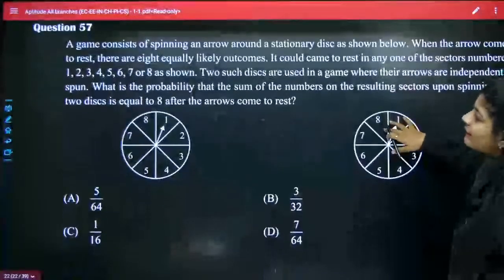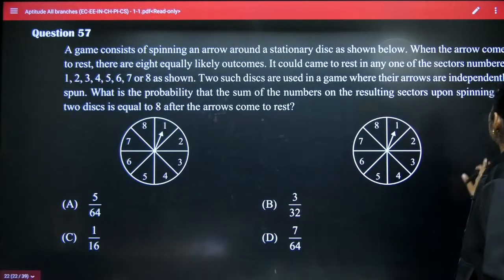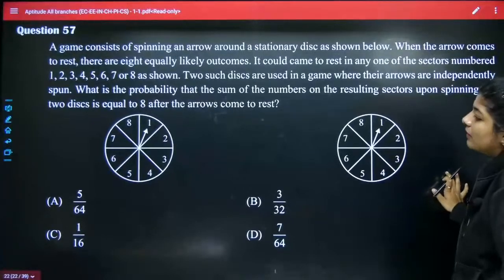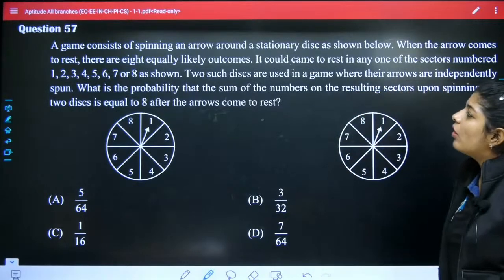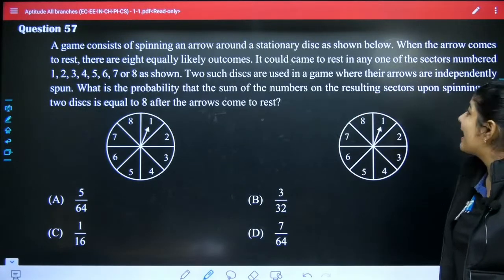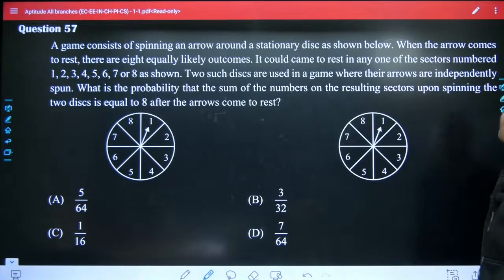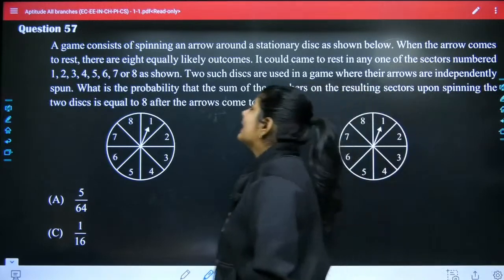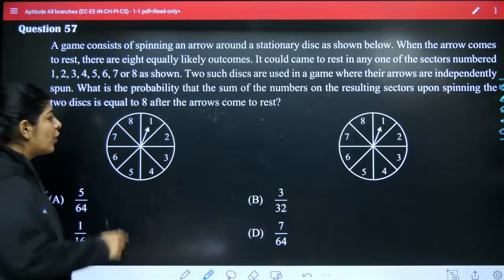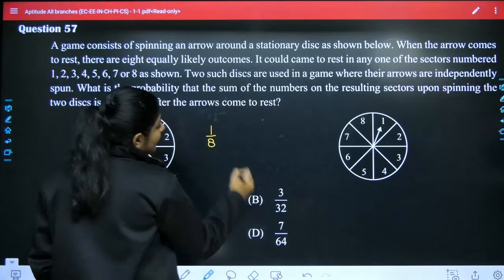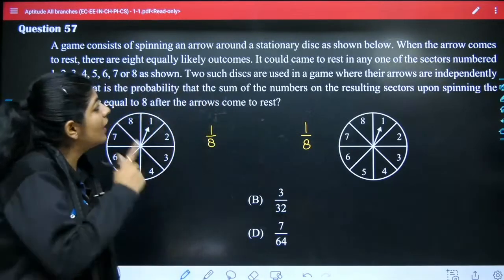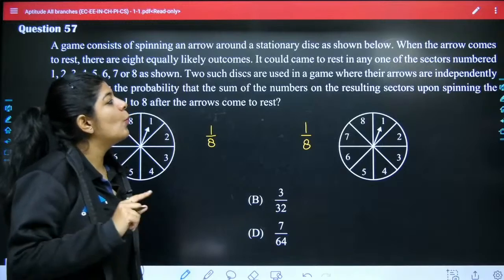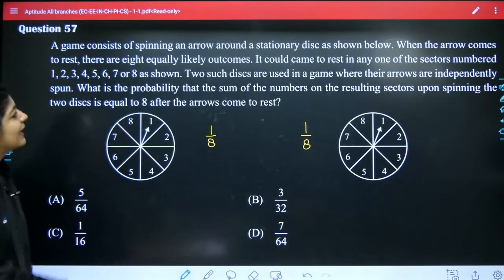Now let's move to the next question. Again we have a question from the concept of probability. A game consists of spinning an arrow around a stationary disc as shown below. When the disc arrow comes to rest, there are 8 equally likely outcomes. That means for each outcome there is a probability of 1 by 8, right? For any outcome there is a probability of 1 by 8. It could come to rest in any one of the sectors numbered 1 to 8 as shown.